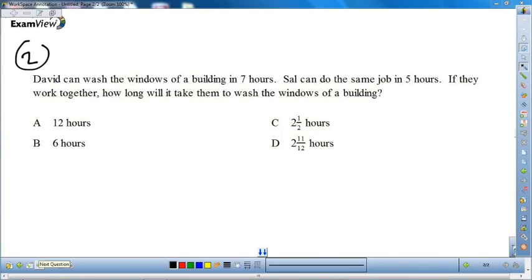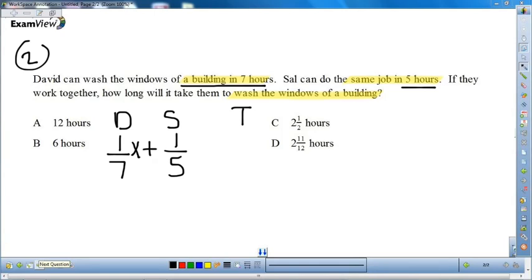For number 2, we have that David can wash a window of a building in 7 hours, and Sal can do the same job in 5 hours. If they work together, how long would it take them to wash the windows of a building? So we're going to set this up by having David, Sal, and their time together. So David can wash the windows of a building, or so 1 work, 1 out of 7. Sal can do the same job in 5 hours, so he can do 1 job in 5 hours. And we're trying to find their time together.